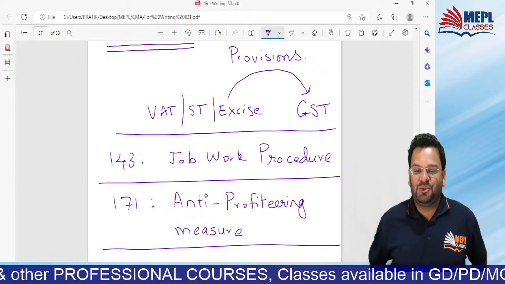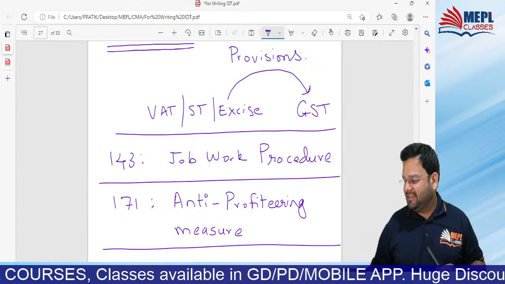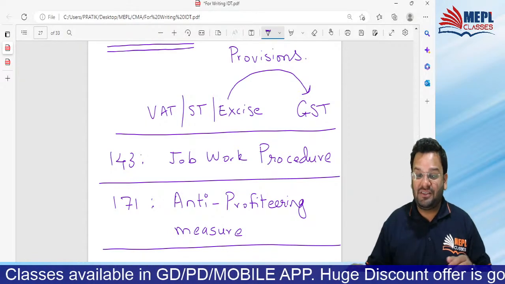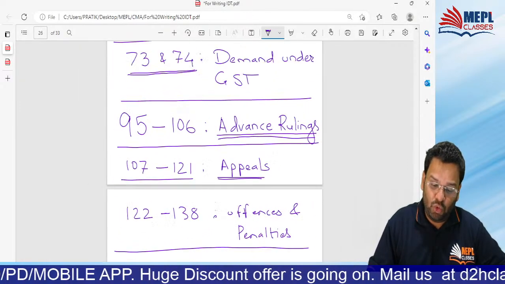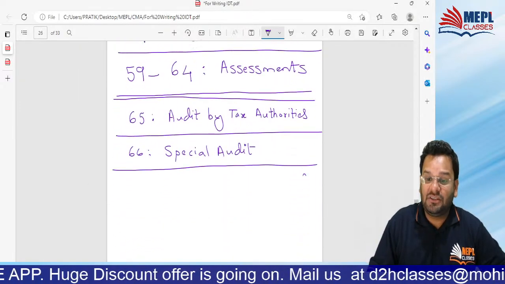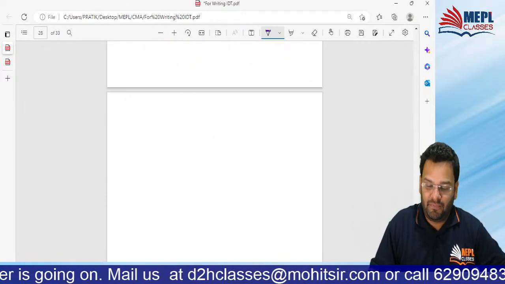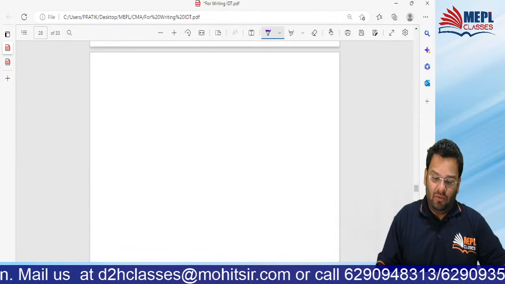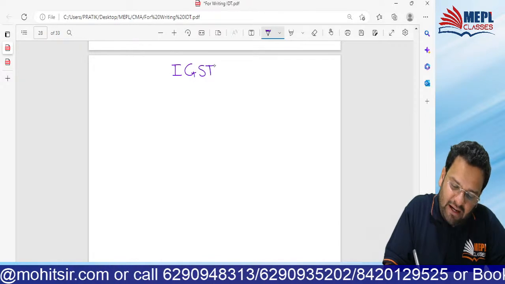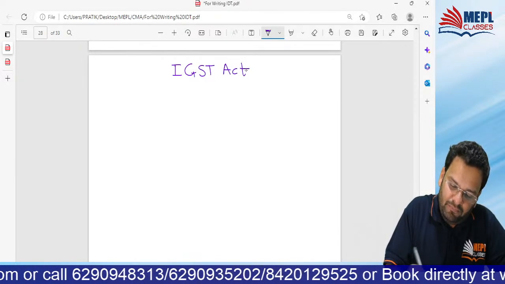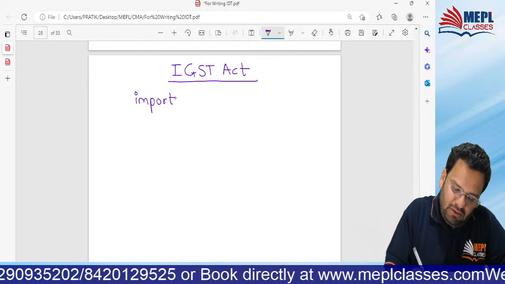Last thing in today's session: are only sections from CGST Act relevant? No. Some sections from IGST Act will also become important. What are those sections from IGST Act that will become important?